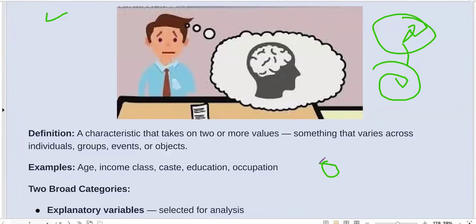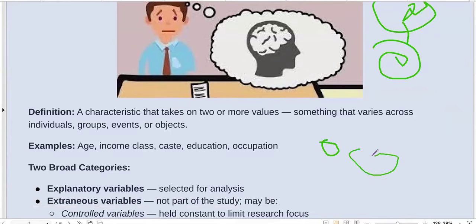So if I am saying X, X can take 0, 1, 2, 3, 4, 5, depending on the experiment. So it can take 2 or more values. At least 2 values it should take. Then only it is varying. Then only it can be called a variable. If it has just one value, then it is a constant, not a variable.